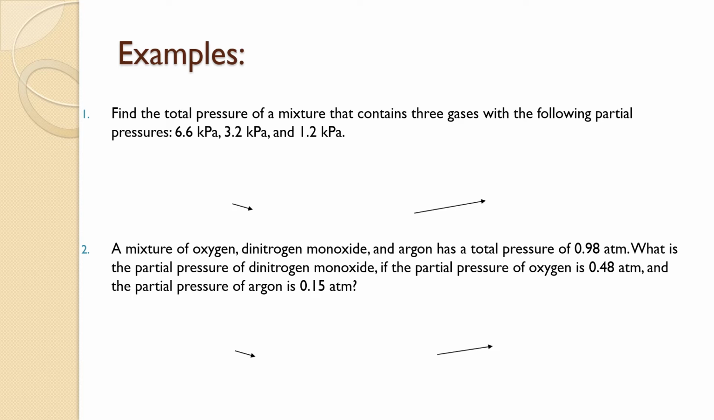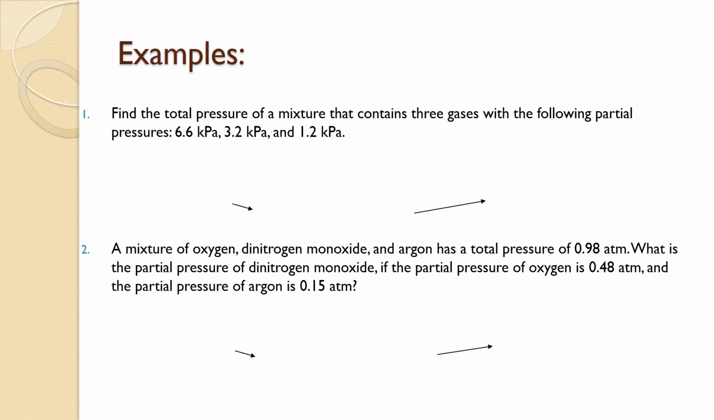Example number 2. A mixture of oxygen, dinitrogen monoxide, and argon has a total pressure of 0.98 atm. What is the partial pressure of dinitrogen monoxide if the partial pressure of oxygen is 0.48 atm and the partial pressure of argon is 0.15 atm? So using the same equation, we have total pressure equals partial pressure of gas 1 plus the partial pressure of gas 2 plus the partial pressure of gas 3.